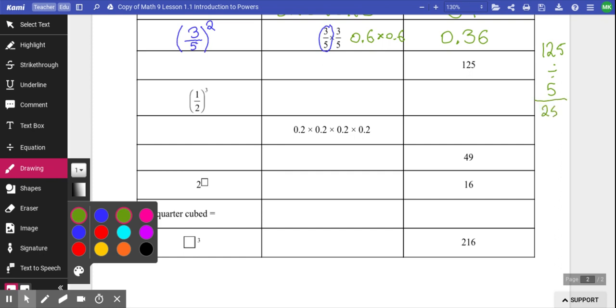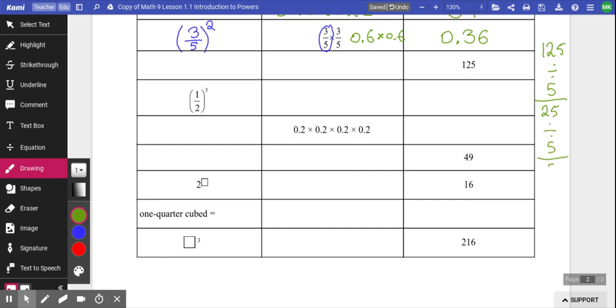I can then try to divide by 5 again. Divide by 5, and I get 5. I can divide 5 by 5 till I get 1. So it might help if you think of it as I just always want to get to 1. And if I can't get to 1 or I start getting decimals, then I stop.